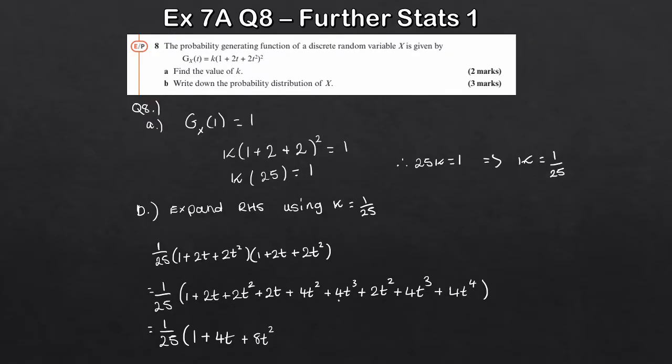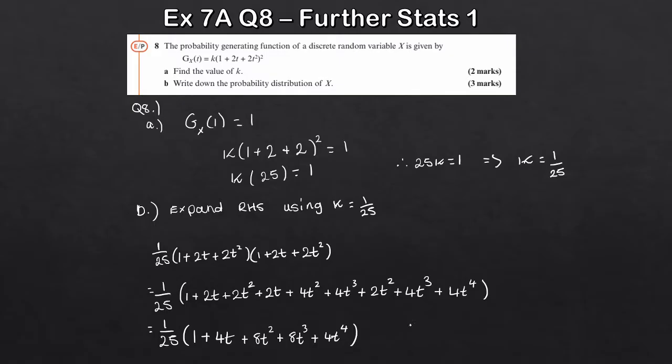And how many t cubeds have we got? A 4t cubed and another 4t cubed, so that's 8t cubed. And then finally, we've just got the 4t to the 4 at the end. Okay, so that's my full expression here once we've expanded it.